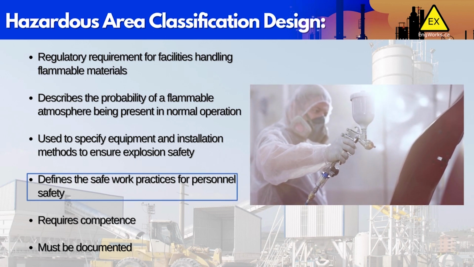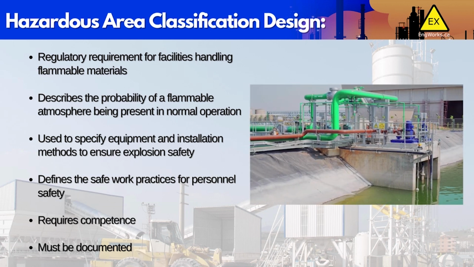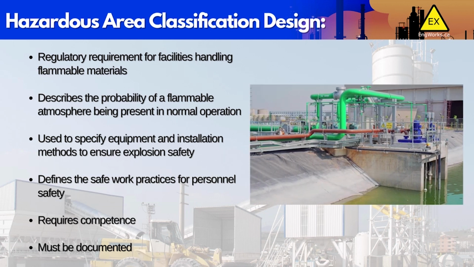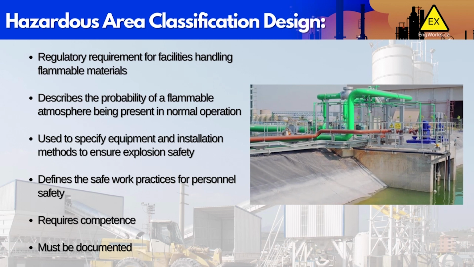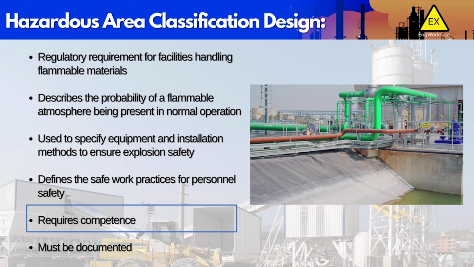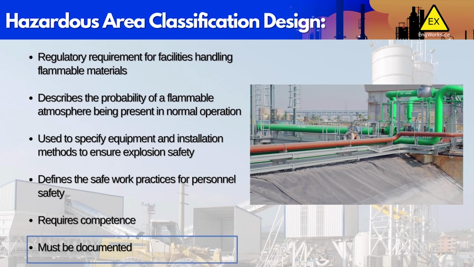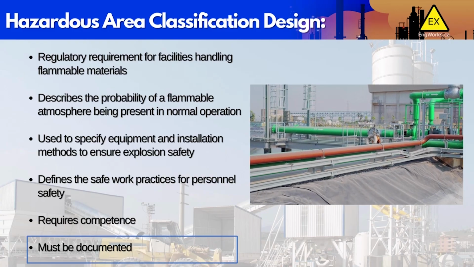It is an engineering design deliverable that will be used by third parties to make important safety-related decisions. This means that an area classification design must be developed in a competent manner. A good design is also fully documented, so it can be maintained over the life of a facility.